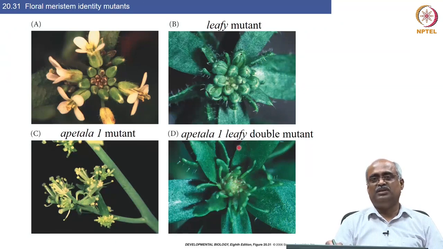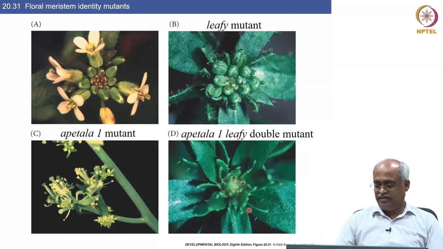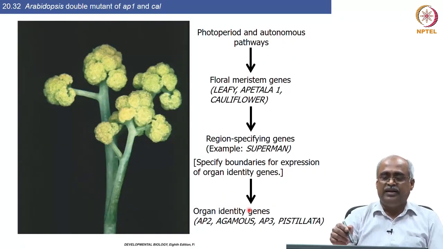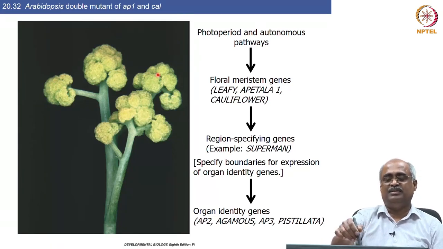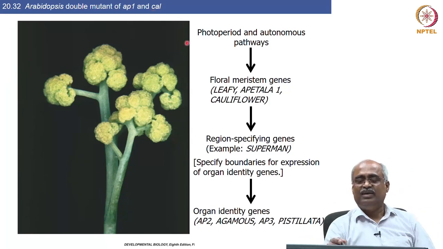And when you have both of them missing, it's like leaf after leaf. So the inflorescence meristem is incapable of producing floral meristems, and as a result, floral organs do not form. And in the apetala 1 and cauliflower mutant, these two seem to function redundantly, such that cauliflower single mutants do not have any noticeable abnormality in the phenotype. But apetala 1 and cauliflower together continuously make inflorescence meristem after inflorescence meristem, and never produce floral meristem. Instead, it makes only inflorescence meristem, and that ends up making a cauliflower-like appearance, and that's why it is called cauliflower.